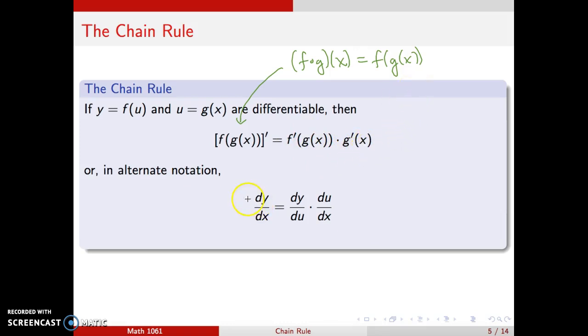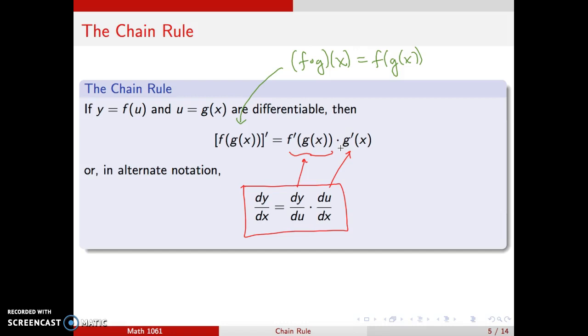So this is a case where the Leibniz notation is clarifying in a way that maybe gets lost with the prime notation. So we said y is f of u and u is g of x. We want to see how y changes with respect to x, not u with respect to x, but how does y change with respect to x? So dy/dx is the product dy/du, the rate of change of y with respect to u, times the rate of change of u with respect to x. So that's what the rule tells us.